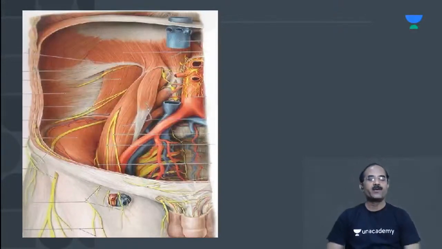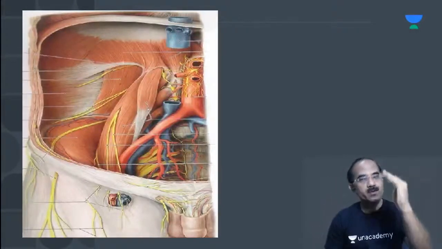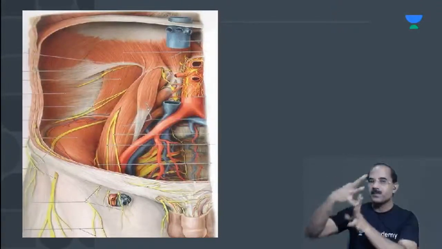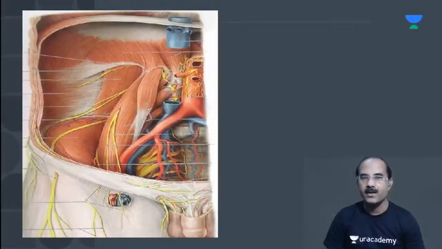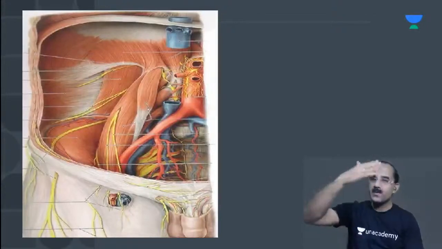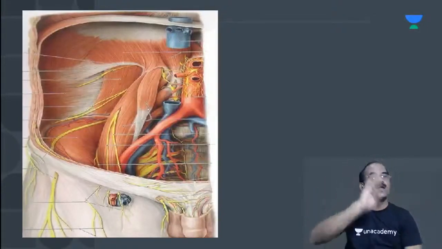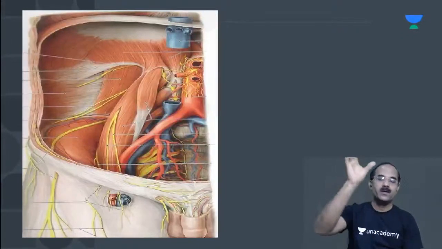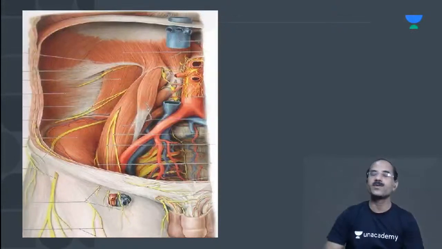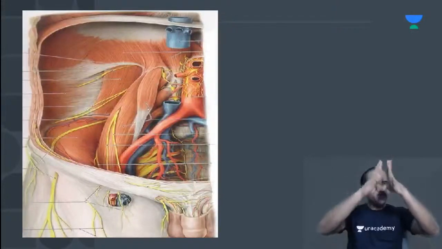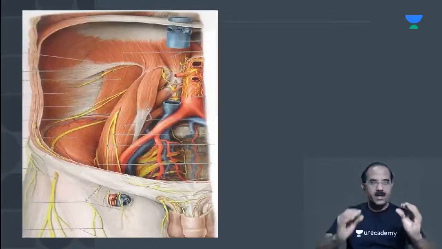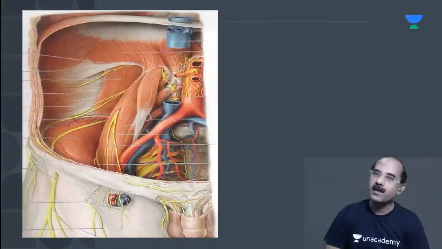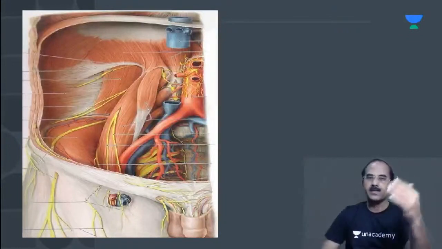So the preganglionic fibers enter the sympathetic ganglions through the white rami communicantes. They relay in this ganglion, and what begins from the ganglion are the postganglionic fibers, which are given to the spinal nerves. How do the postganglionic fibers reach the spinal nerve? Once again, through the gray rami communicantes, and they go to the respective sites.